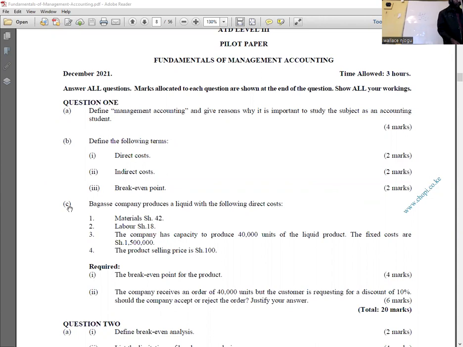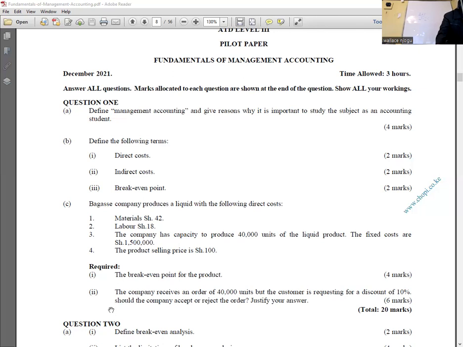And the question reads, Bagase company produces a liquid with the following direct cost. We have the materials, 42. We have the labor, 18. We have note number 3. The company has a capacity to produce 40,000 units of the liquid product. And the fixed cost are shillings 1.5 million. The product selling price is shillings 100 per unit. Required, the break-even point for the product.